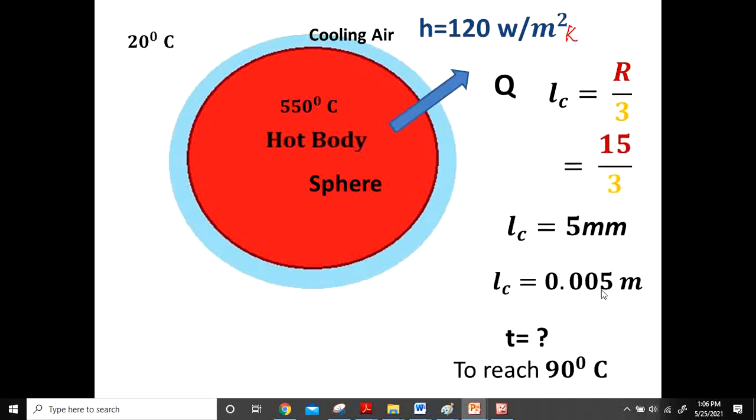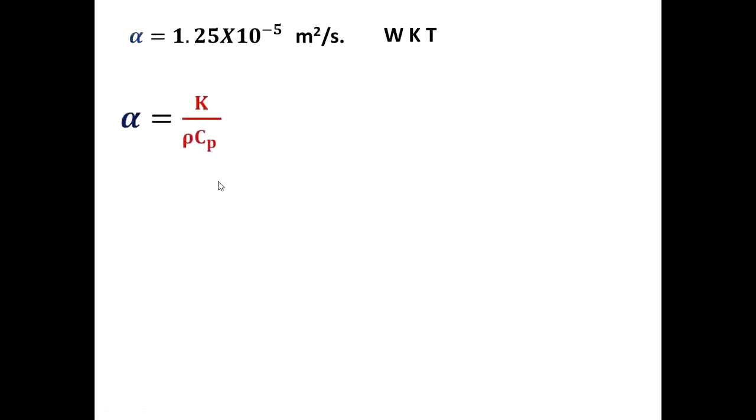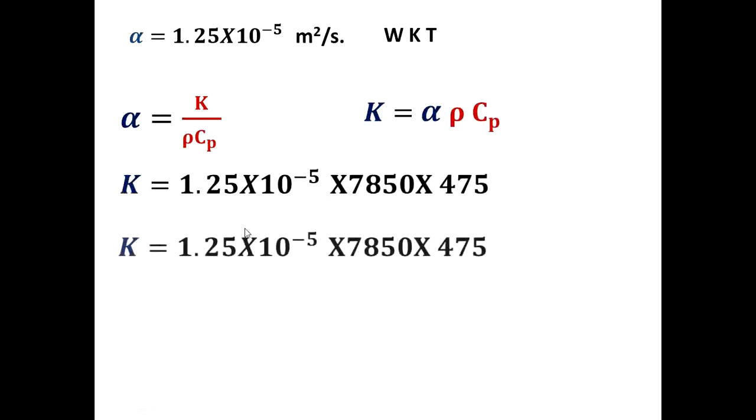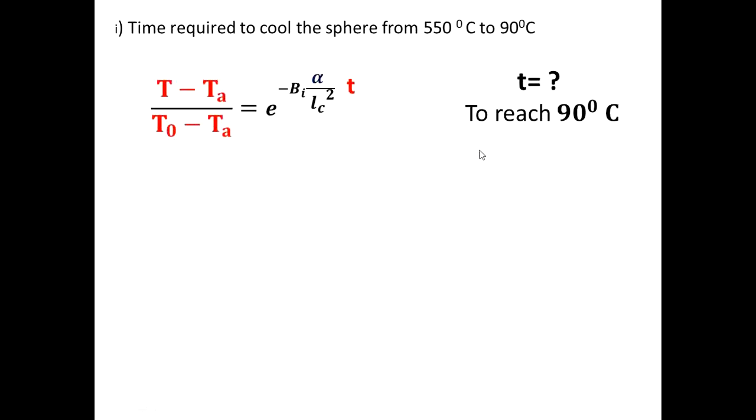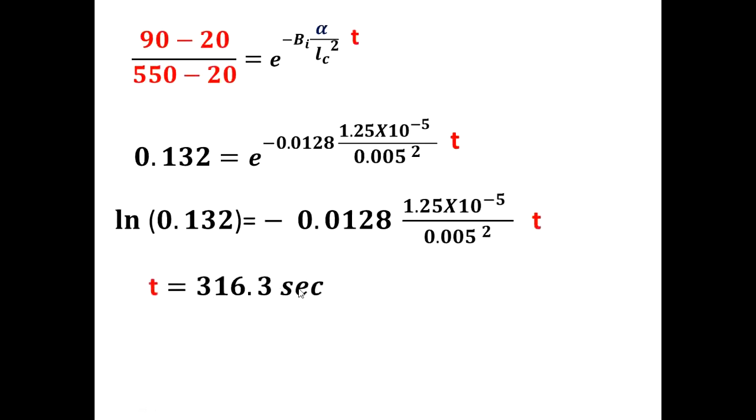Time required to reach 90 degrees Celsius from 550 degrees Celsius. The specific heat, density rho and alpha values are given like this, alpha in meter square per second. The K value you can find like this also: K is equal to alpha rho Cp, which is going to be 46.7 watt per meter Kelvin. Through this you can find the time required to reach 90 degrees Celsius. Lumped system analysis can only be applied when the Biot number is less than 0.1. The time you got is 316.3 second.